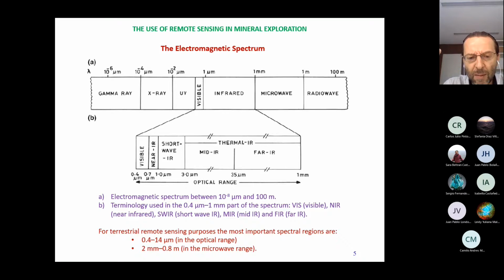Now, we also have some sensors that operate, and this is where you start with the radar and all this, in the microwave range. All right, so 2 millimeters to 0.8 meters.